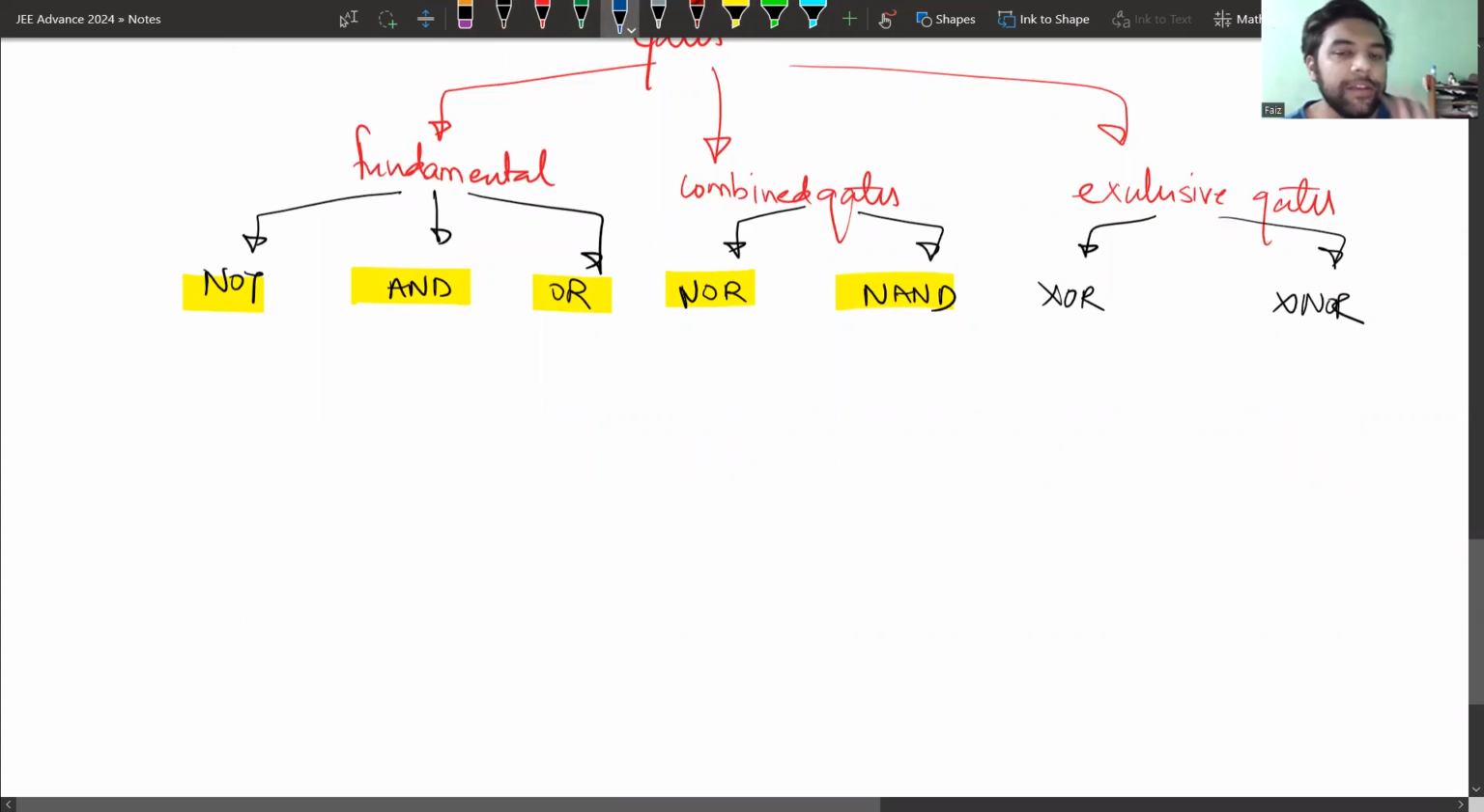What do you think from the name they represent? Very simple. NOR is the combination of NOT and OR. If you combine NOT and OR, you'll get a NOR gate. And if you combine NOT and AND, you'll get a NAND gate. As simple as that. Let us start with the NAND gate.